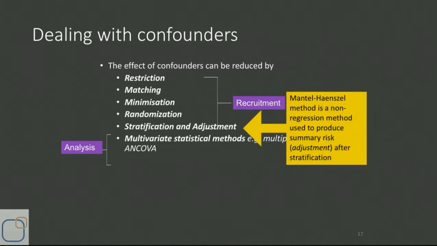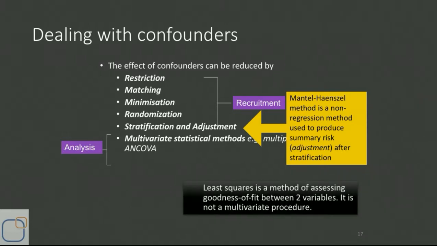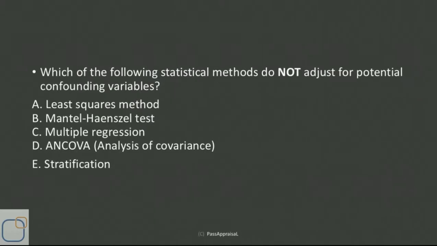Mantel-Haenszel method is a non-regression method, but it is used to produce summary risk. That is, it's used to do adjustment after you do stratification. So among all those listed here, least squares is a method for assessing goodness of fit between just two variables. If you're only dealing with two variables, where you don't have place for a third variable, you're not doing multivariate statistics. You're only doing bivariate statistics. In this case, you cannot rule out a confounder. Least squares method is not used for ruling out confounders. The answer for this question is A, least squares method.